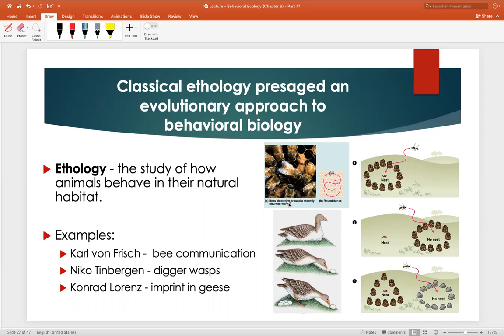The idea here was that the type of dance that was performed would suggest something about the particular food source. Initially it was suggested that there was a very simplistic round dance that would be performed by those particular worker bees that had located the food source. This round dance suggested that food was located in a close proximity to the actual colony or hive. When we think close proximity, we're thinking about up to and no more than 50 meters.